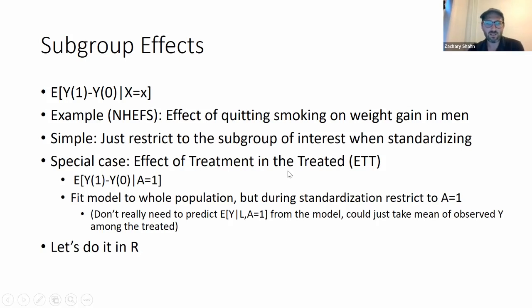And this is just a special example of a subgroup effect. It's the effect in people who actually did receive treatment. And the way to estimate this is you fit the model for the outcome to the whole population. But then when you're doing standardization, you just, again, restrict to the treated group, just like any other subgroup analysis. Okay, so let's do this in R.